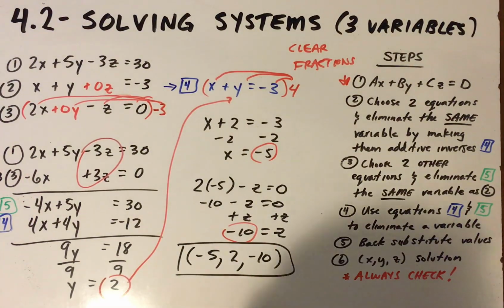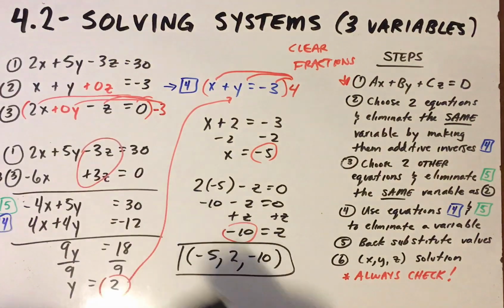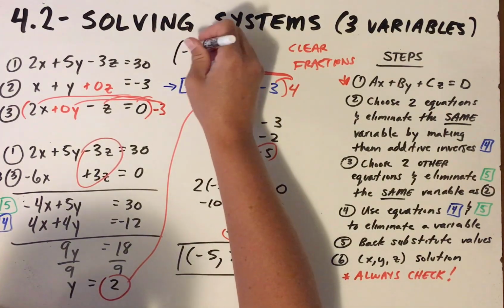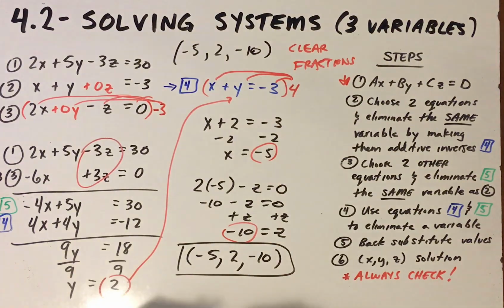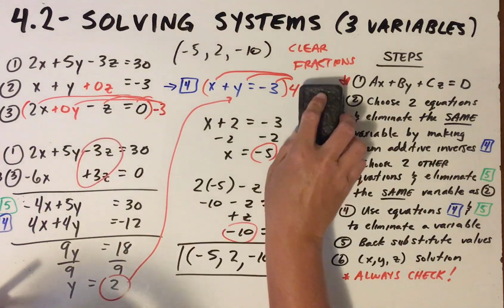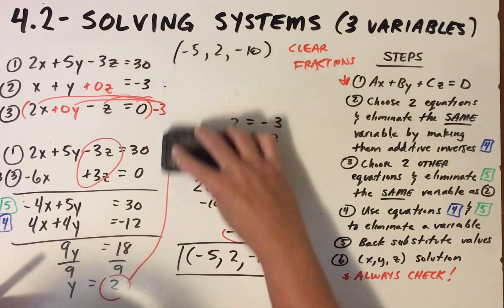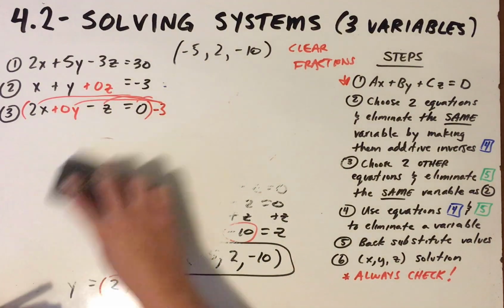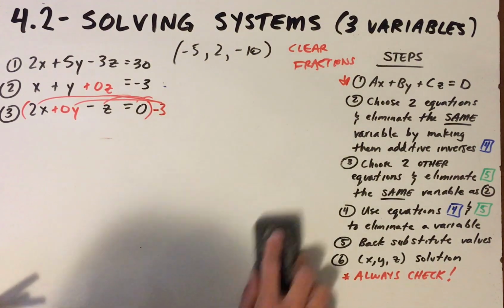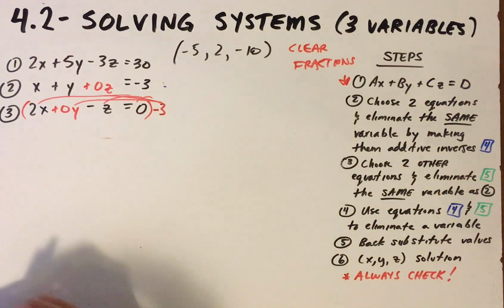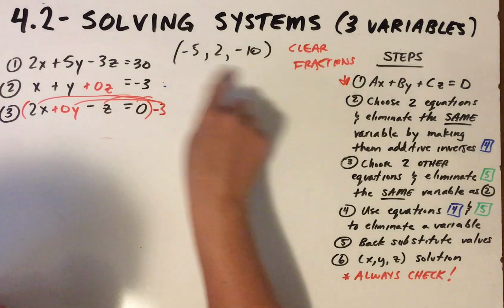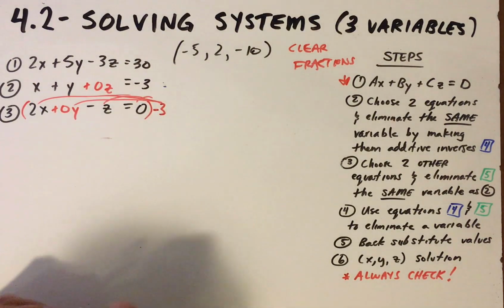check this answer. Okay, so I'm going to erase all this work, but keep this solution here. So I'll write the solution right up here. I've got negative 5, 2, negative 10. I'm going to go through one example of how to check and make sure that when you get this, it is correct. So remember that what this says is this is the one point that all of these share. So when I plug these points in, they should make each of these statements true.